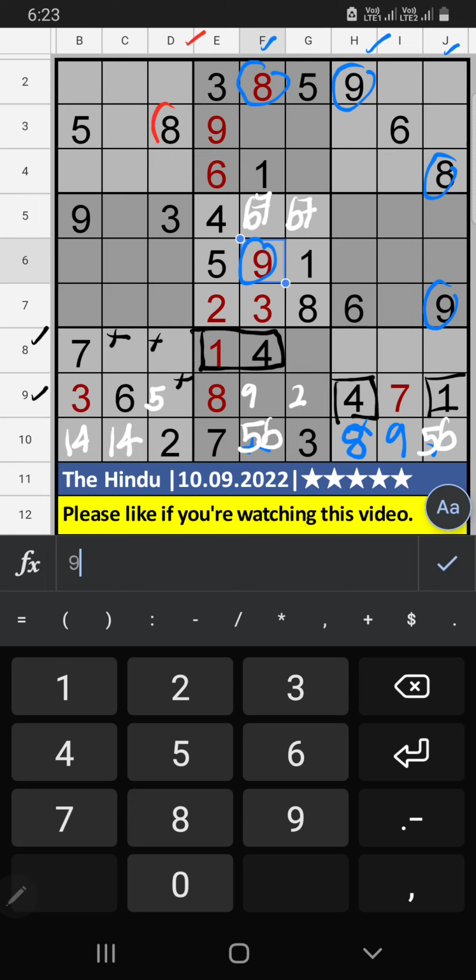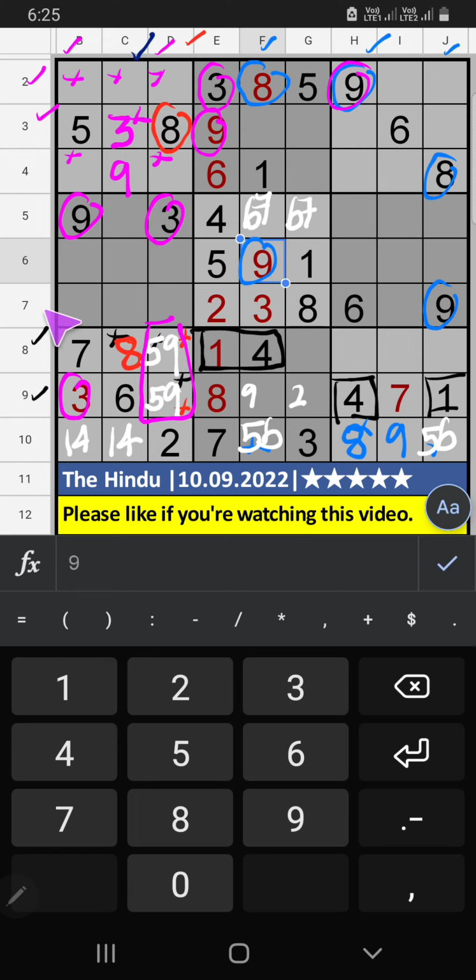Column D, we have 8. So 8 can't come in these cells. Then 8 is confirmed here. Then 7th grid, 2 numbers are remaining, 5 and 9. It will come in one of the two cells. We will confirm later. Column B, column D, 2nd row, we have pair numbers 9 and 3. So 9 and 3 can't come in these cells. It will come in another two cells. Third row, we already have 9. So 9 can't come in the cell, 9 is confirmed here. Then 3 is here.